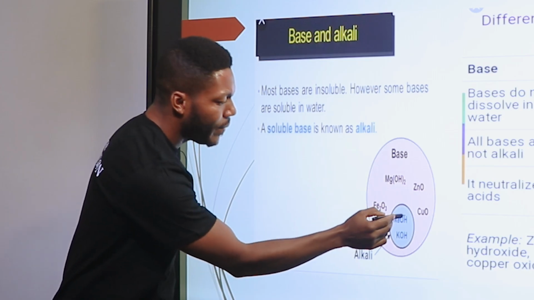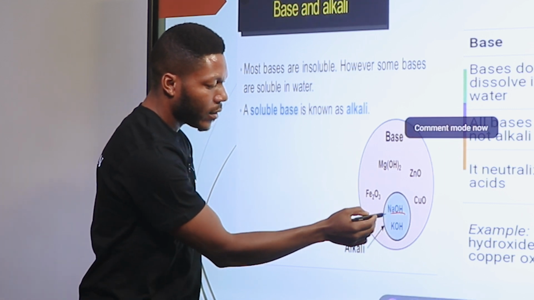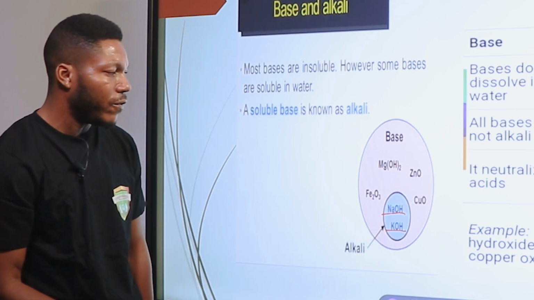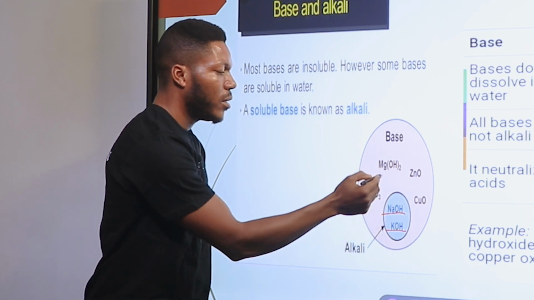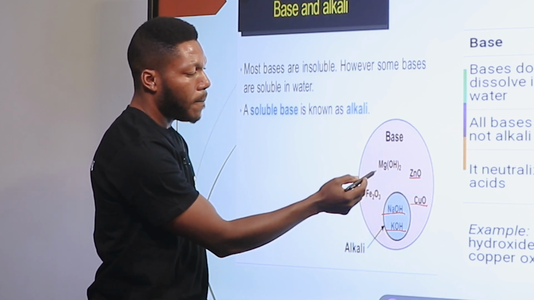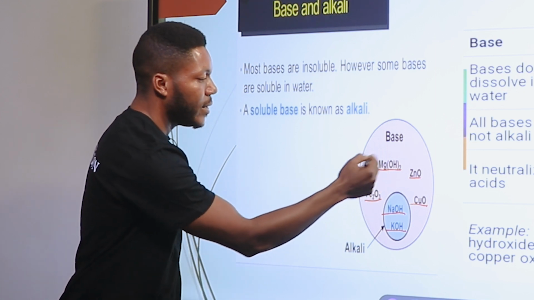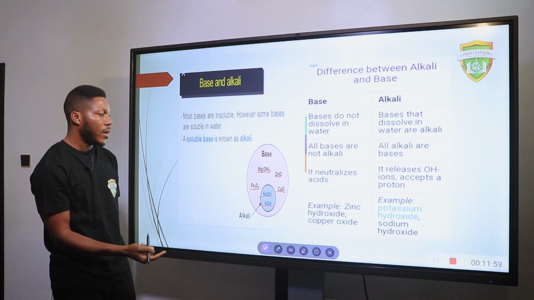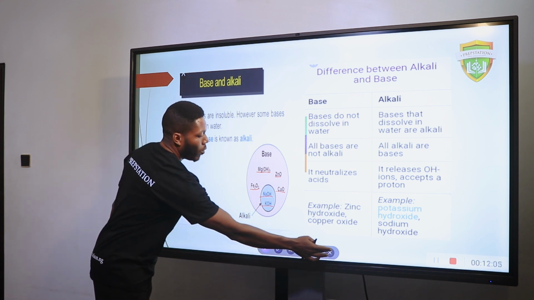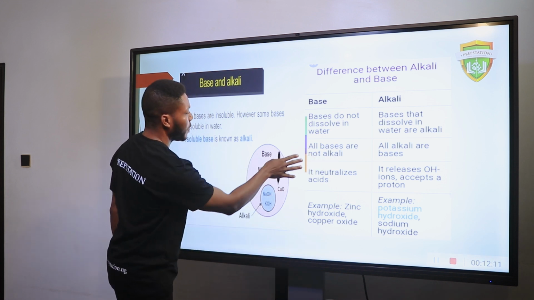So what are examples of alkali? These are typical examples of bases that can dissolve in water. Sodium hydroxide can dissolve anytime, any moment. What of potassium hydroxide? Yes, it can dissolve. But this one will give us a partial dissolution in water. In the likes of copper 2 oxide, zinc oxide, magnesium hydroxide, iron 3 oxide, these are all bases that will not completely dissolve in water. But alkali will give us a complete clear solution when you dissolve them in water. So these are examples of bases and alkali and their differences. All right, so let's proceed.